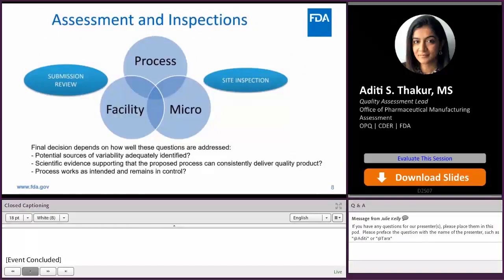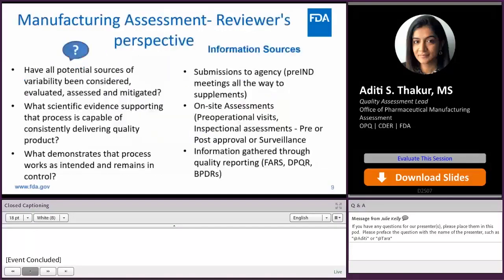Through the submission review and on-site evaluation, the overall recommendation depends on how well the questions raised during the initial risk assessment are addressed. These may include: are the potential sources of variability adequately identified? Is there scientific evidence supporting that the proposed process can consistently deliver quality product? Also, does the manufacturing process work as intended and remain in control?